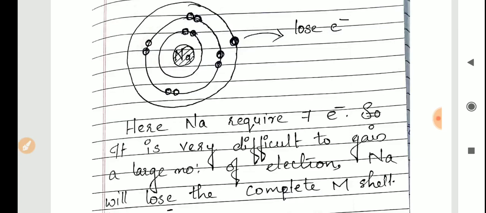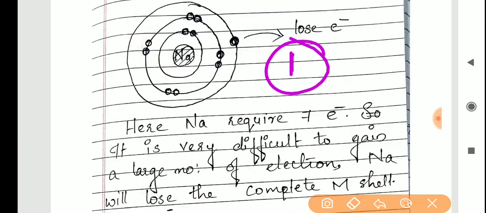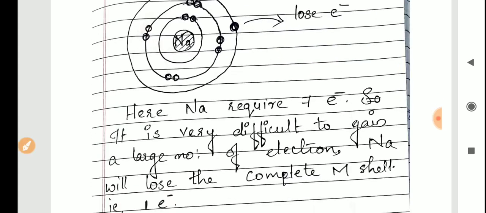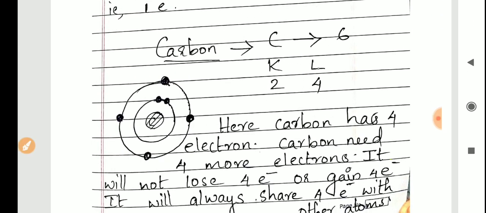That means here sodium is only removing 1 electron. So sodium's valency is how much? 1, because sodium is removing 1 electron. Valency is the total number of electrons that an atom can lose, gain, or share to attain stability. Here sodium is only losing 1 electron, so the valency of sodium is always 1. Then next I am showing an example, carbon. Carbon's atomic number is 6, which means its electronic configuration will be 2, 4.